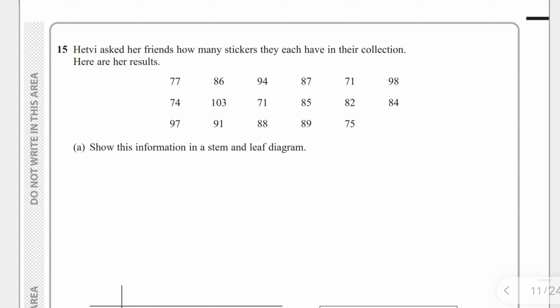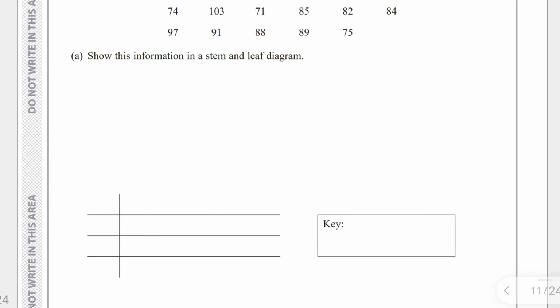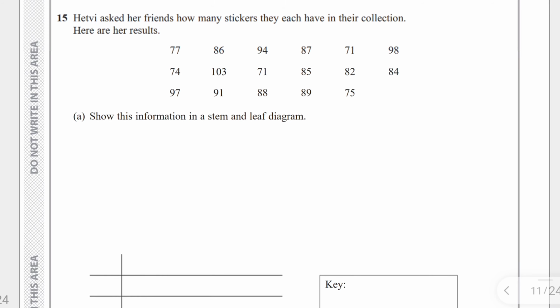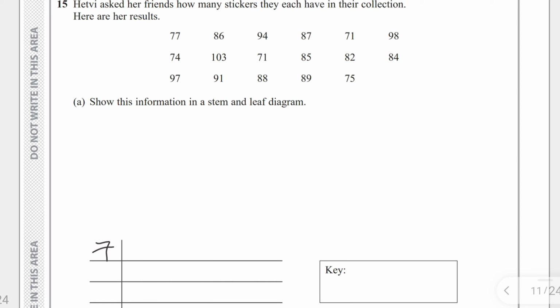FB asks her friends how many stickers they each have in their collection. Here are our results. Show this information in a stem and leaf diagram. The smallest I can see here is in the 70s. There is no 70, but I can see 71. So this will be 1. This will be another 1. Is there another 74? So that will be 4. Then 5. So there's no more in the 70s.